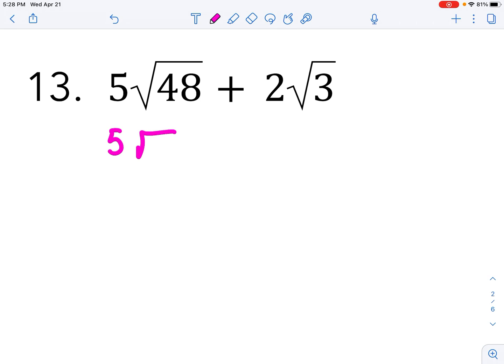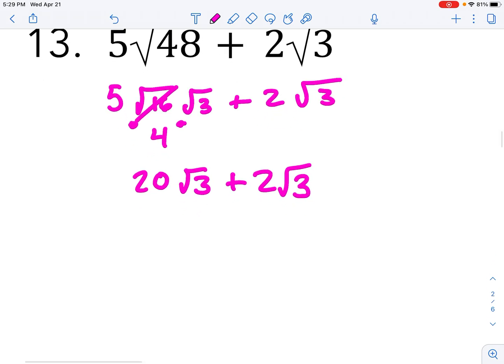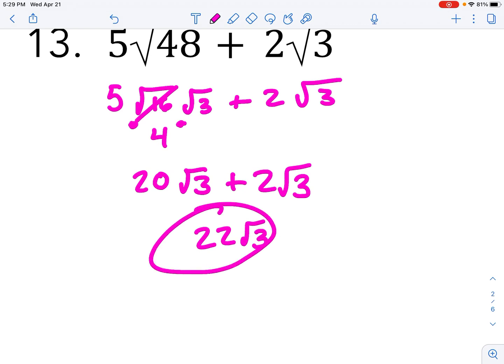So to do that, I'll do 5. I'll separate that 48 into a 16 and a 3, plus 2 root 3, the square root of 3. So then the square root of 16 becomes a 4, so I can cross that out basically and just put a 4 there. Then it becomes 5 times 4, those will be multiplied, and then times root 3. Well, 5 times 4 is 20. That root 3 is just going to have to hang on, plus 2 root 3, and now we have like terms. Now we have 2 root 3. So 20 root 3 plus 2 root 3 is 22 root 3.